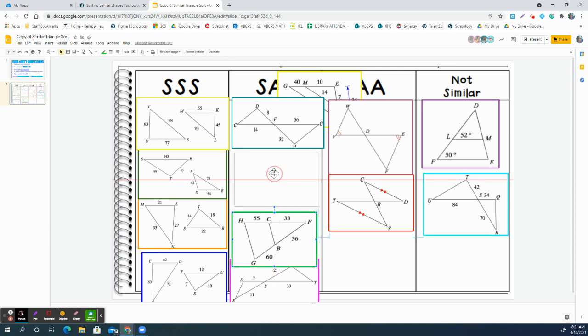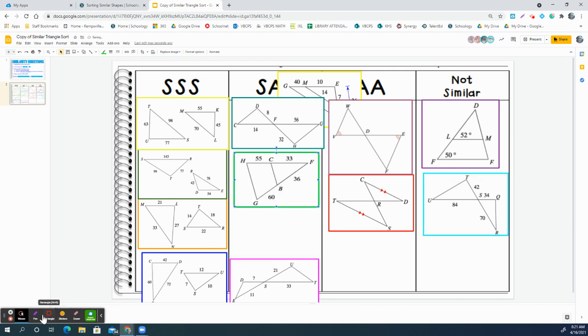So now let's talk about this little green one. What do I want to start with? The 33 and the 36 or the 55 and the 60? There's no right or wrong answer, we just have to decide. I heard 33 and 36, so let's start there. 33 and 36. You just pick a triangle and start there.